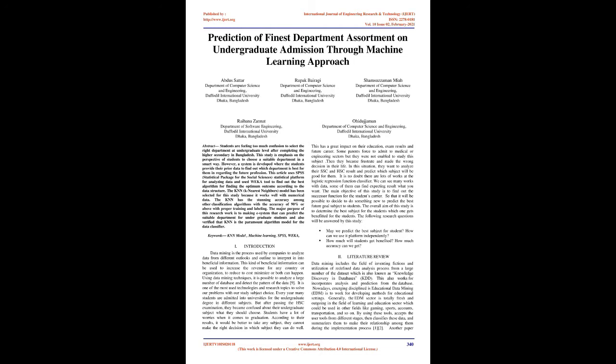The KNN has stunning accuracy among other classification algorithms, with an accuracy of 90% or above with proper training and labeling. The major purpose of this research work is to make a system that can predict the suitable department for undergraduate students and also verify that KNN is the paramount algorithm model for the data classifier. Keywords: KNN model, machine learning, SPSS, WEKA.